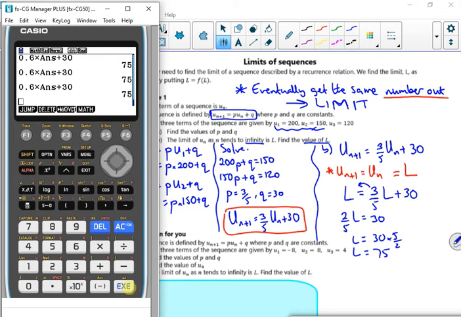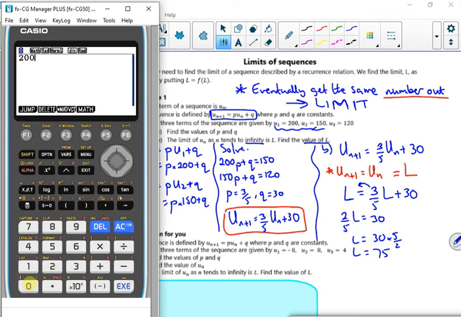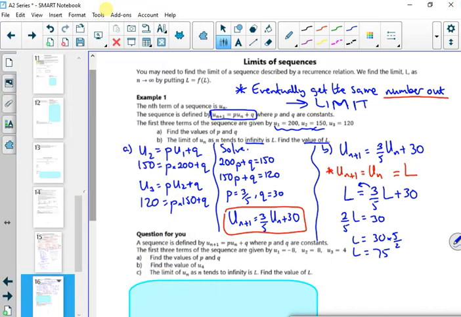So you try with what they started off with, u1 as 200, didn't they? So let's just delete all, let's give it a go. So 200, then 0.6 times answer plus 30. Let's give it a blast. So the zeros getting bigger and bigger. Yeah. So that's what it does. Simple. It's nice, isn't it? Well, I think it is anyway. So there's one for you.